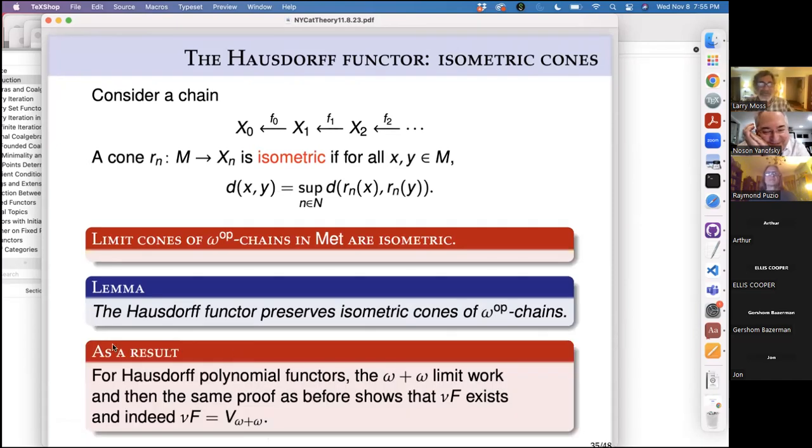So Hausdorff preserves the limits of cones that are isometric. And that means that, after a little bit more work, you can show that the same omega plus omega stuff works. Basically, any functor on the category of metric spaces that's built up out of the Hausdorff functor and stuff like product and coproduct and composition will have a final coalgebra that you get in omega plus omega steps. So that's the same result.